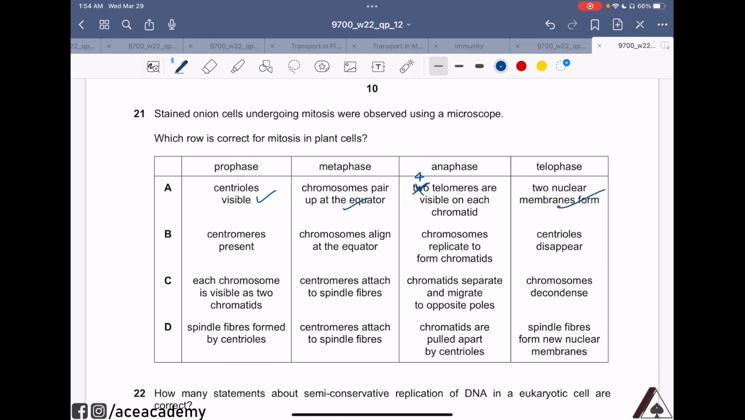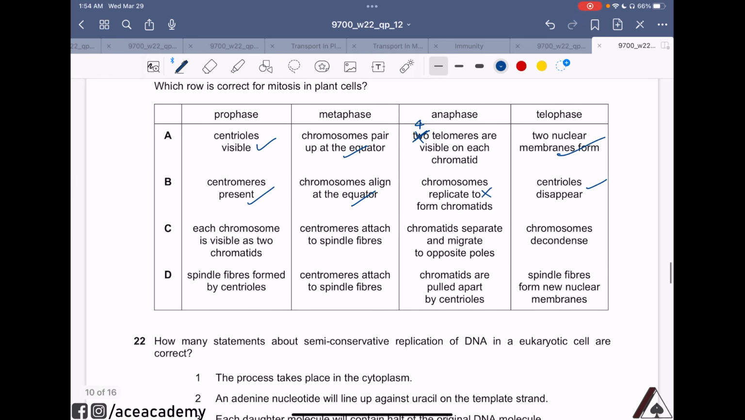So A is wrong. B. Centromeres present, correct. Chromosomes align at the equator, correct. Chromosomes replicate to form chromatids. No, it's incorrect because chromosomes exist as two daughter chromatids joined together at the centromere. And then telophase, centrioles disappear. This is correct. But there is one wrong option over here, which is where the word is incorrect.